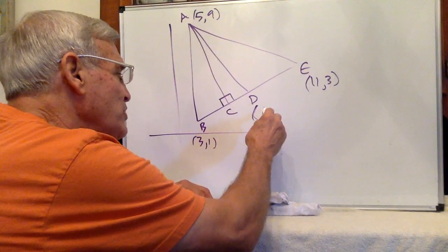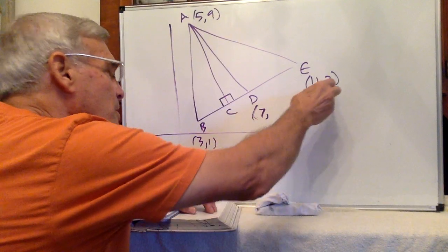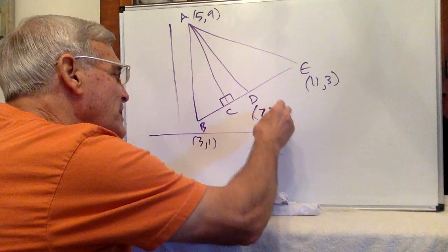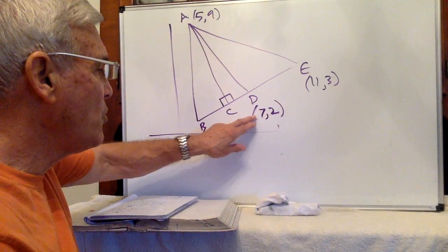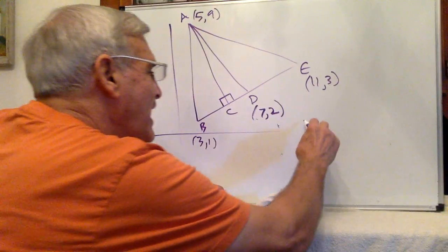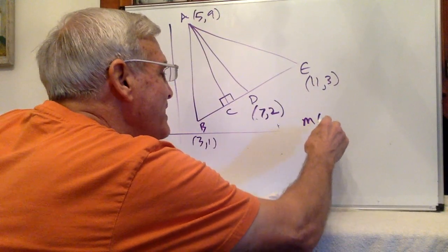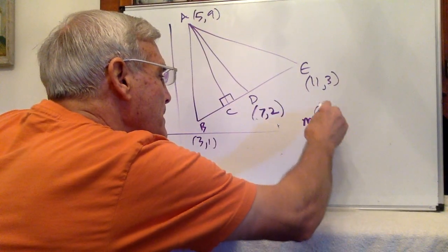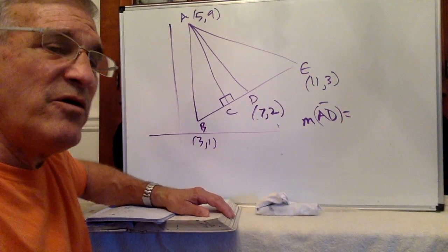11 plus 3 is 14 over 2 is 7. 3 plus 1 is 4, divided by 2 is 2. Therefore, the coordinates of point D are 7, 2. And then the slope of AD. The slope of AD is change in y over change in x.